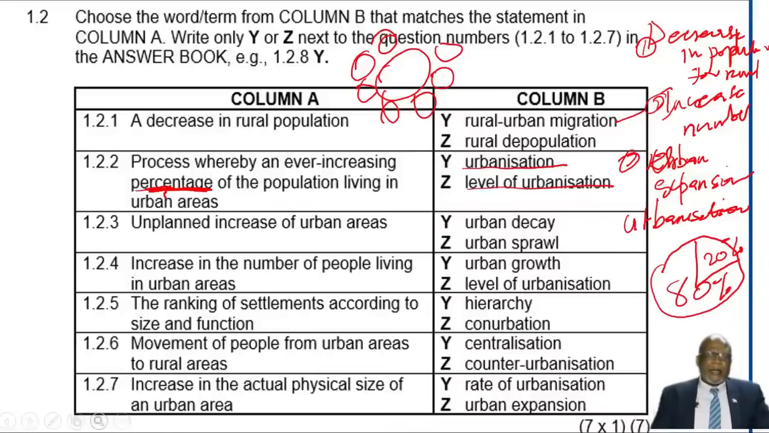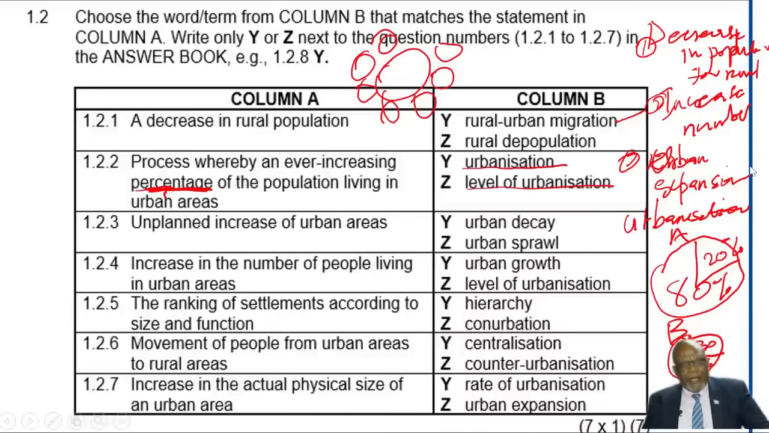Let's say, for an example, this is urban, this is country A, and this is country B. If country A has 80% of its population living in urban area, and country B has 70% of its population living in urban area, now country A will have higher level of urbanization than country B. So country B will have lower level of urbanization.